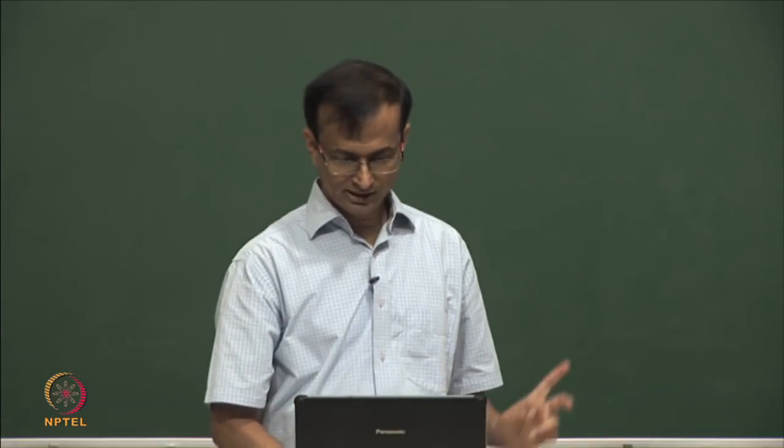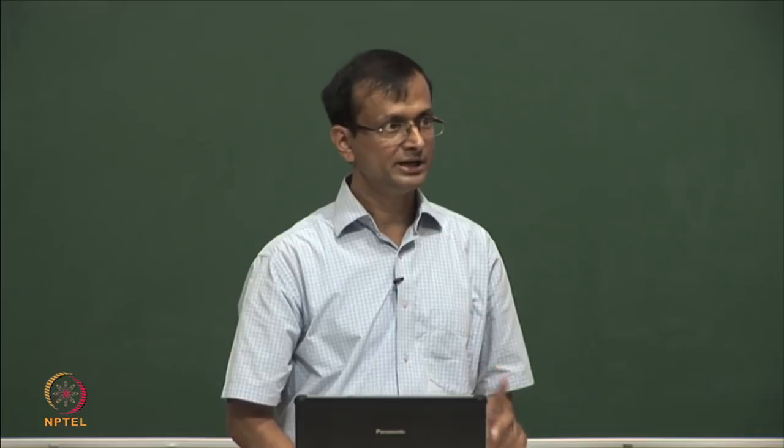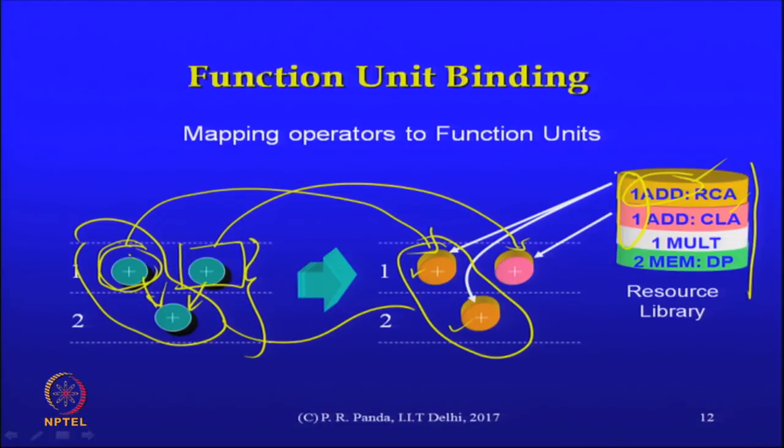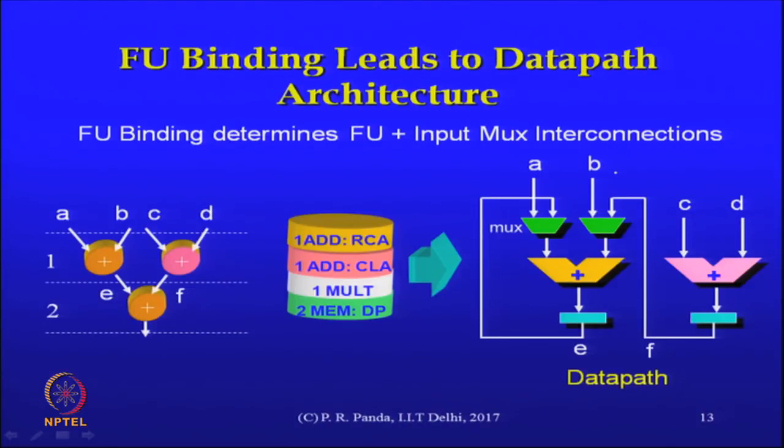Okay, but an important decision being taken here is which operation will be mapped to which particular component. That is what is happening in function unit binding. You can see that this takes us closer to the data path architecture. The schedule step took us closer to the controller structure. The FU binding step leads us to at least an outline of the data path architecture. What kind of outline? It tells us the following.